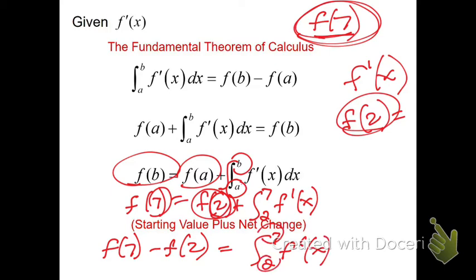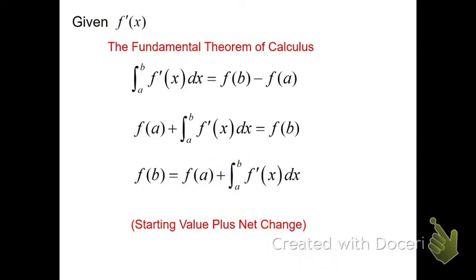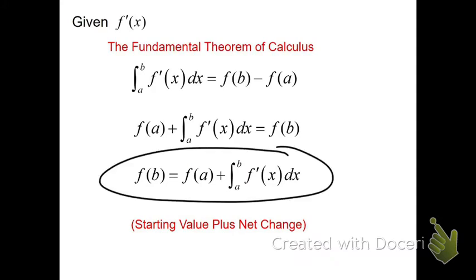Okay, so let me erase all of this. This is what we're dealing with today. To find an antiderivative, you need another antiderivative, and then you integrate from what you know to what you need. Try to memorize that right now. I call it starting value plus net change.